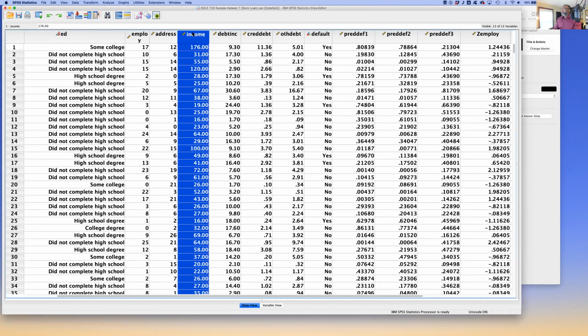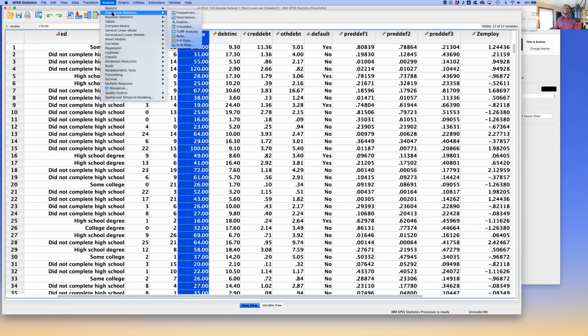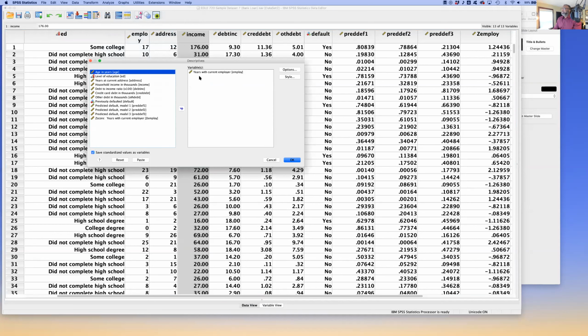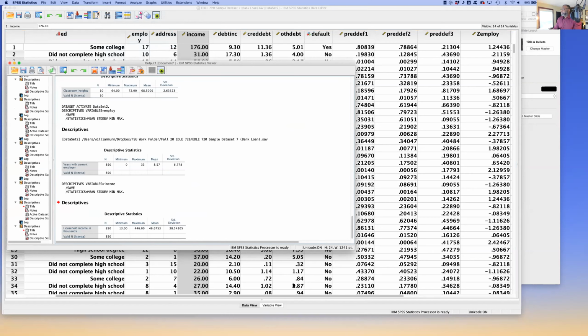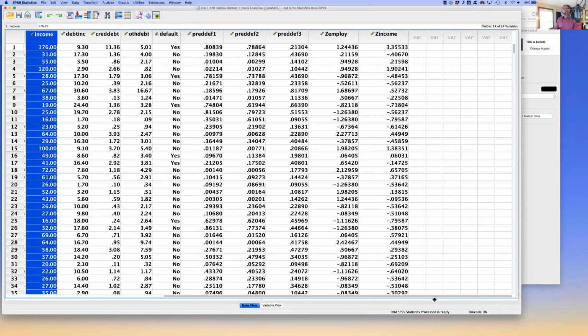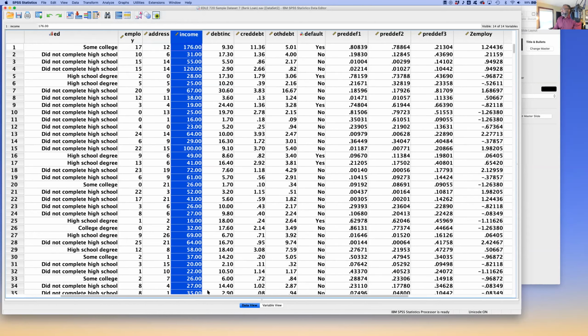So you're going to go over here to income and you're going to do the same thing. Descriptive statistics, descriptives, income in thousands, and just hit OK. And then, as I said before, the value will be right here. So you have Z income, Z employee, and then we're going, I think we said debt to income.